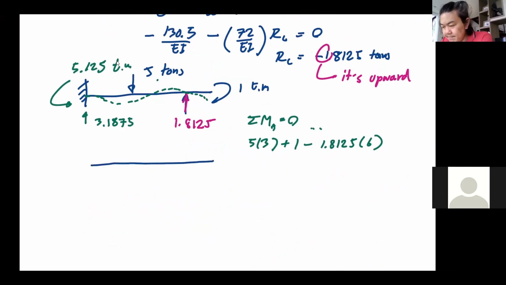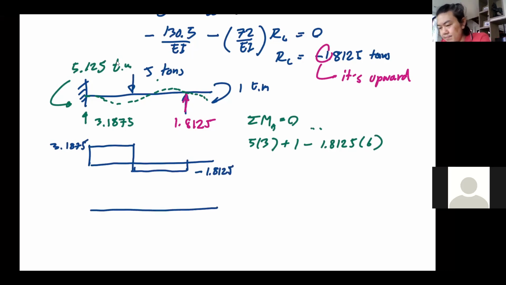Okay, so after we have this, the shear force and bending moment diagram is only a matter of minutes away. Going up like that, coming down like this, and then 0. Remember, there's no shear beyond that support. This is 3.1875. This is minus 1.8125. And your bending moment diagram is going to be a negative here of minus 5.125. And you have the positive area here.